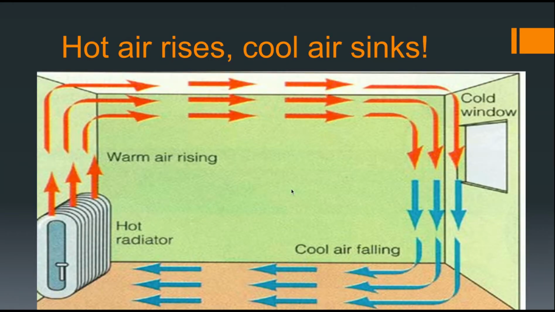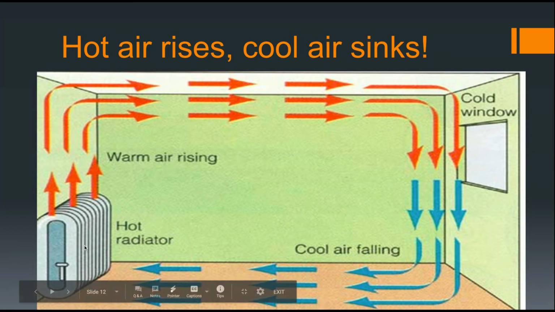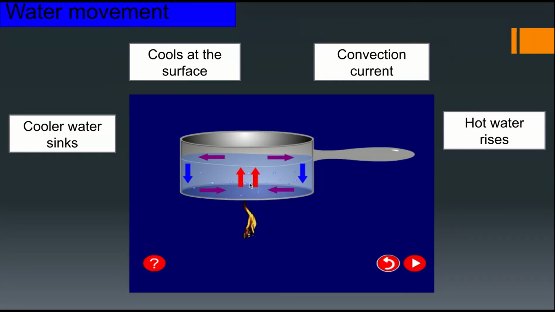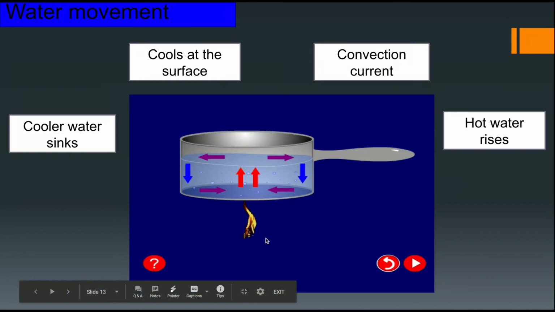Hot air rises and cool air sinks. Here is a diagram of a room with a heater, and the warm air rises and heats the top of the room, it cools off, and it goes back down, and then it gets heated up. And this is a current or a flowing pattern. Water movement: we have a pan that's heated up. Hot water rises, it cools, it sinks, it gets heated again, it cools, it sinks, and so forth.